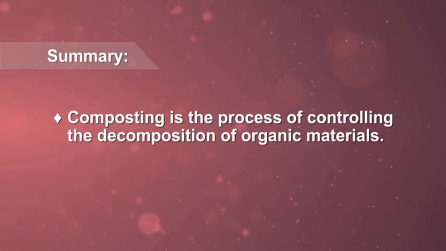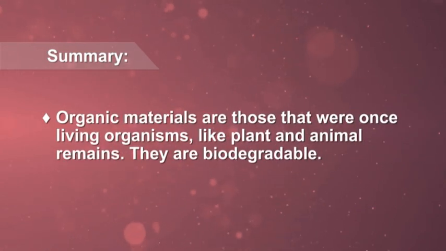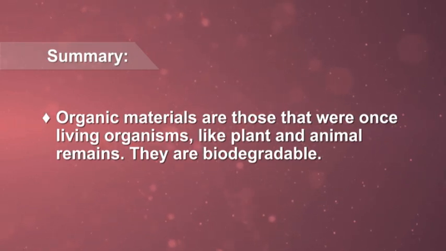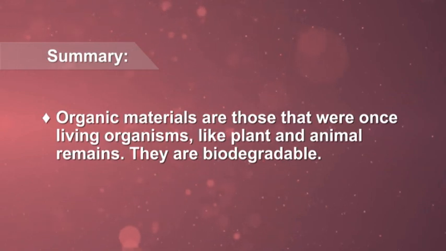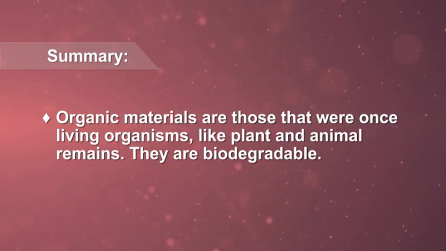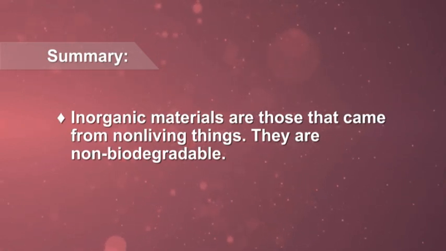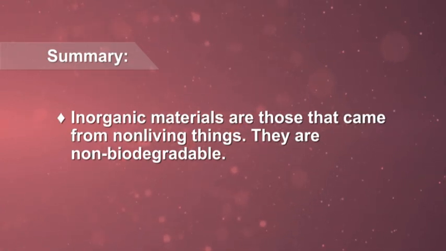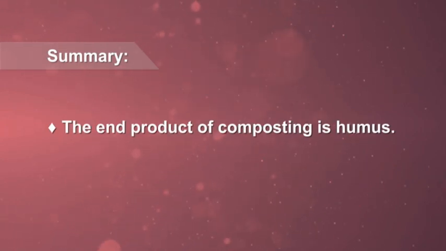Composting is the process of controlling the decomposition of organic materials. Organic materials are those that were once living organisms, like plant and animal remains. They are biodegradable. Inorganic materials are those that came from non-living things. They are non-biodegradable. The end product of composting is humus. That's the end of our lesson on what composting is.